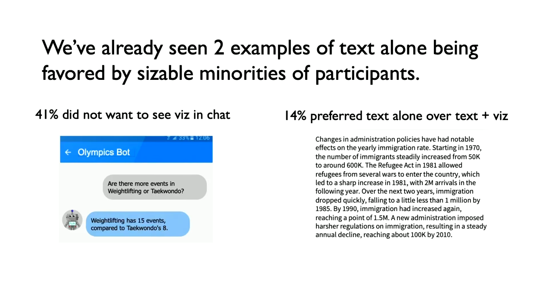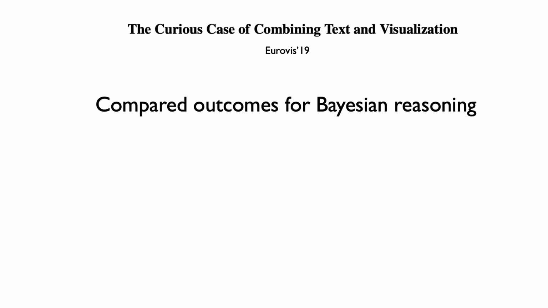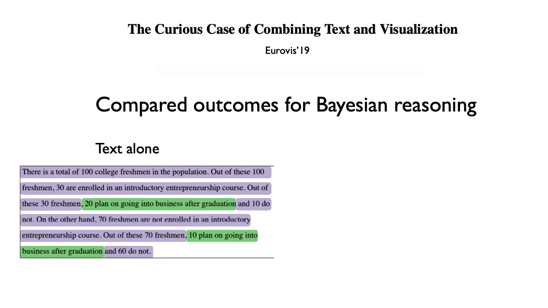So we've already seen 2 examples of text alone being favored by sizable minorities of participants, 41% in the bot example, 14% in the visualization of a kind of rich data example. Are there more examples in the literature? And it turns out there are, where people actually took the time or made the choice to look at text alone. So some work by Otley et al. comparing outcomes for Bayesian reasoning. This, I think, was doctors.